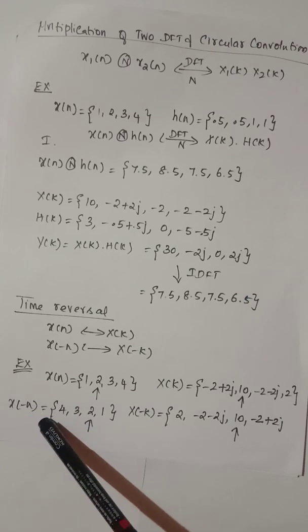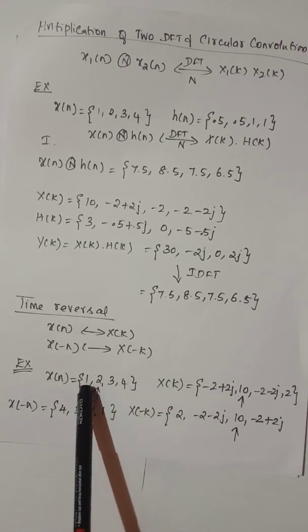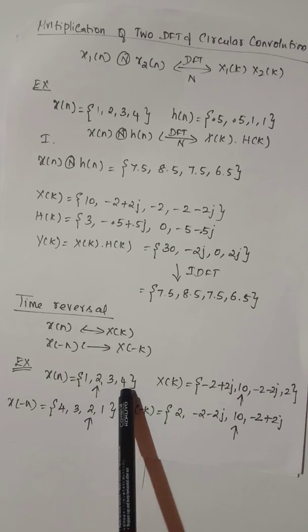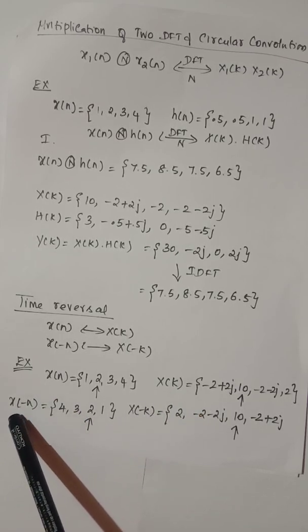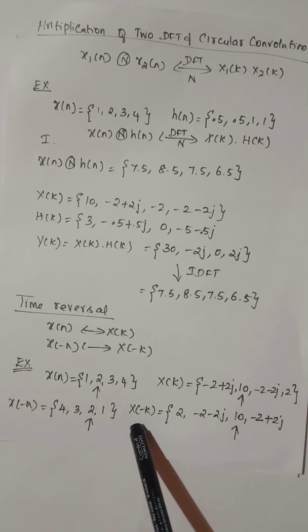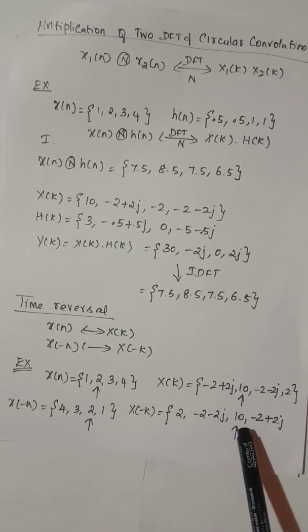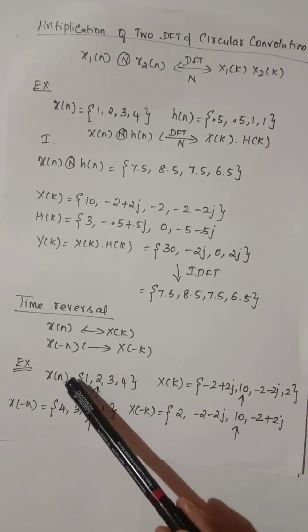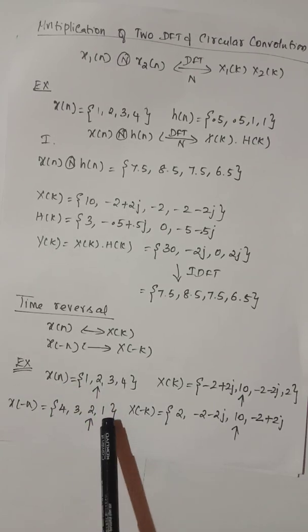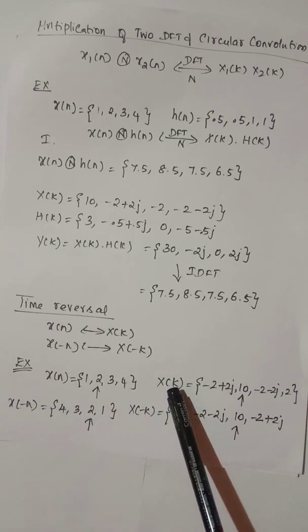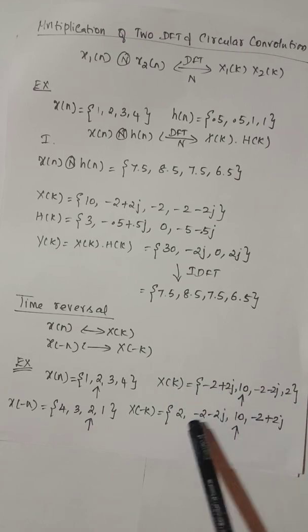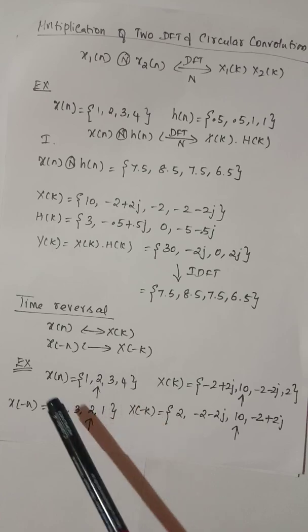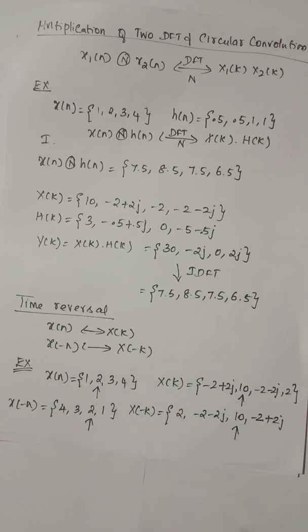Now if I perform a reversal, the negative sequence will come to the positive side and the positive sequence will go to the negative side, right? So this is x of minus n. When I perform the Fourier transform for this x of minus n, I will get x of minus k, that is 2, minus 2 minus 2j, 10, minus 2 minus 2j. So what you analyze from this is, if I perform reversal on x of n, the same is applicable in the frequency domain also. If it is x of k, the reversal will happen in the frequency domain. So you can verify this time reversal property using this example.